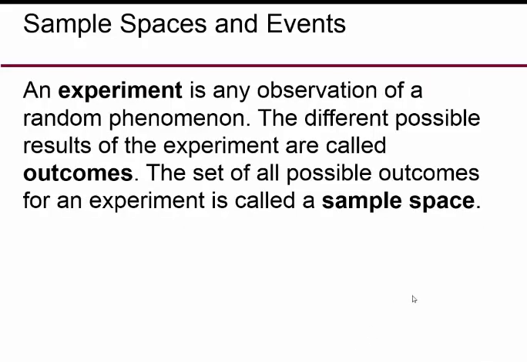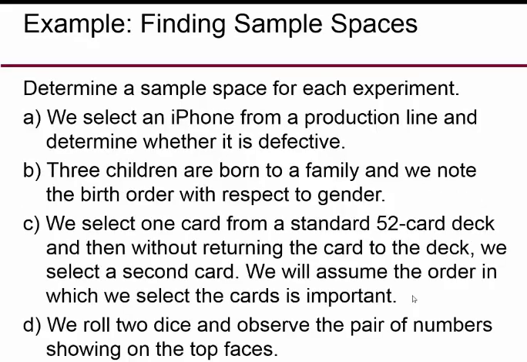An experiment is any observation of a random phenomenon. The different possible results of the experiment are called outcomes. Now, the set of all possible outcomes for an experiment is called a sample space. So we're going to determine a sample space for each experiment.